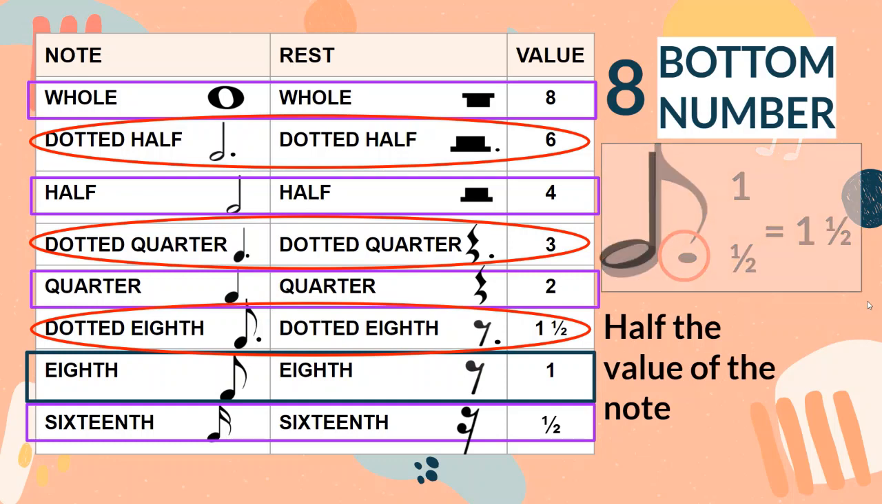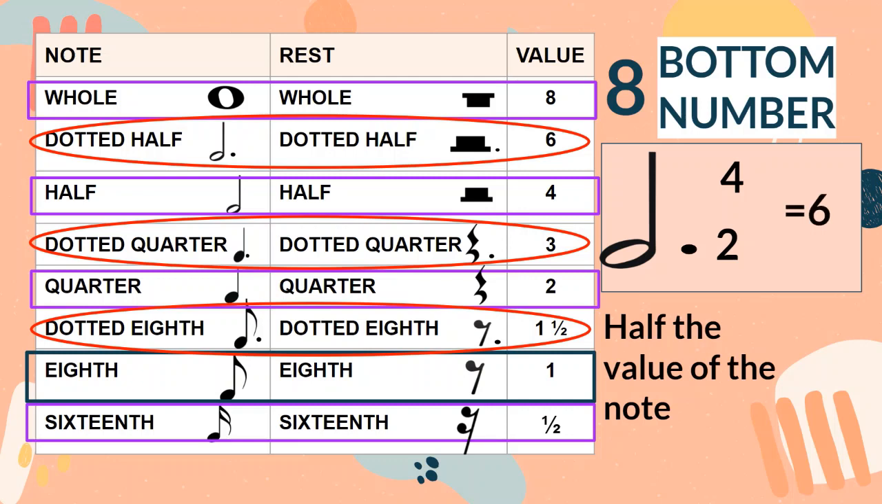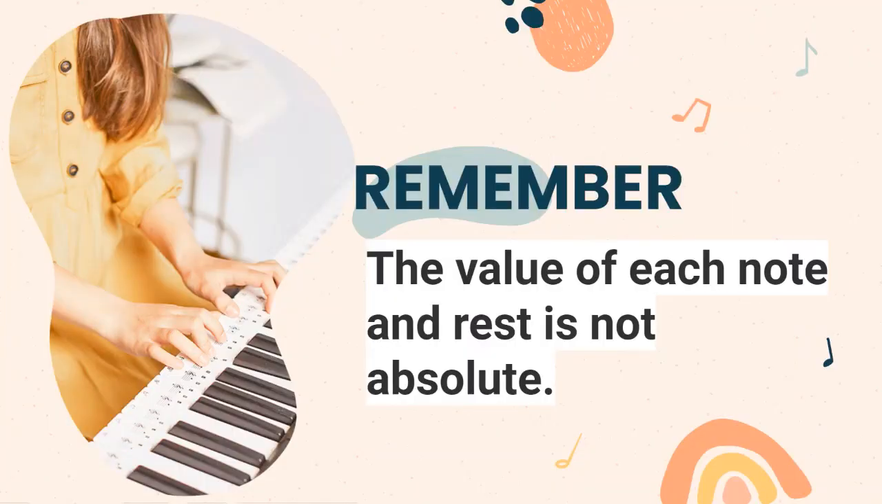Another example is the dotted half note. The value of a half note is 4, and half of 4 is 2, and 4 plus 2 is 6. So the value of a dotted half note is 6. Always remember that the value of each note and rest is not absolute. It will always depend on the time signature being used.